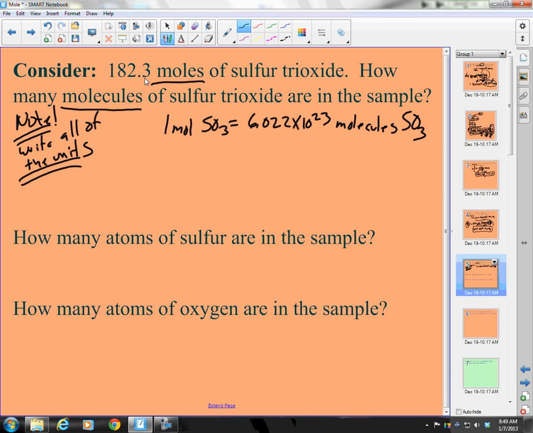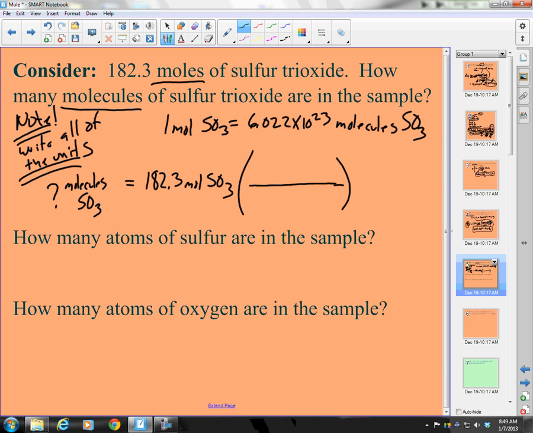I am given 182.3 moles of sulfur trioxide. And what do I want to get out of that? I want to get molecules of sulfur trioxide. And what am I going to do? I'm going to set up a fraction.